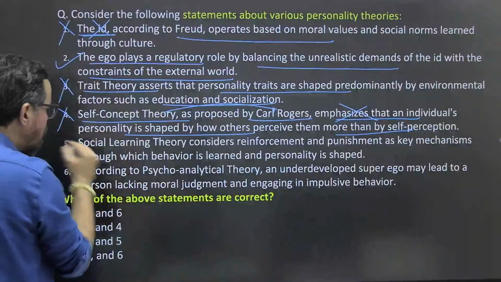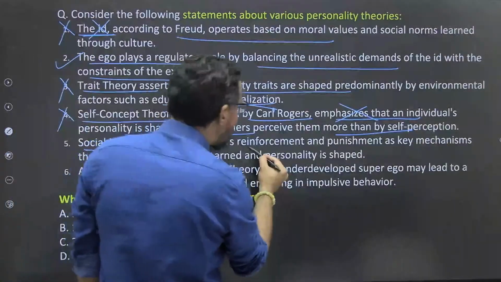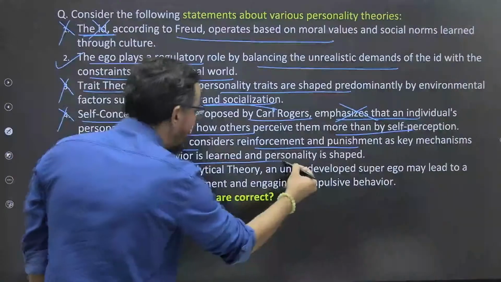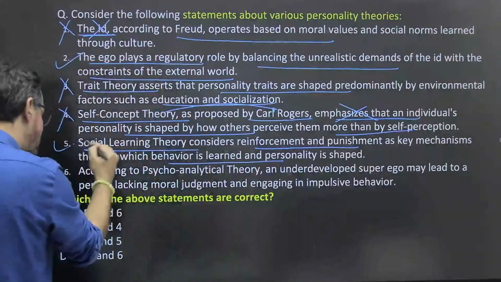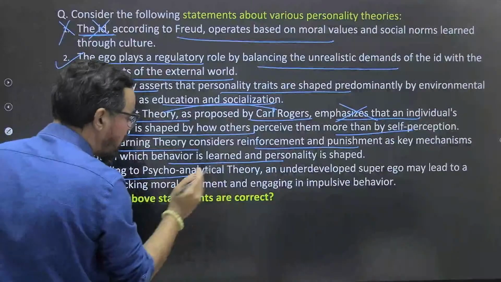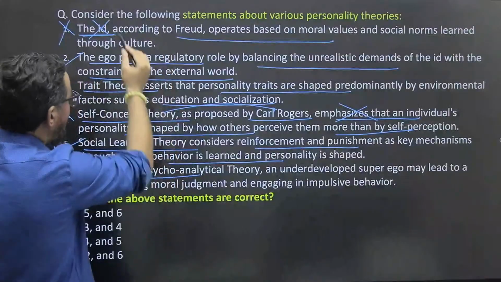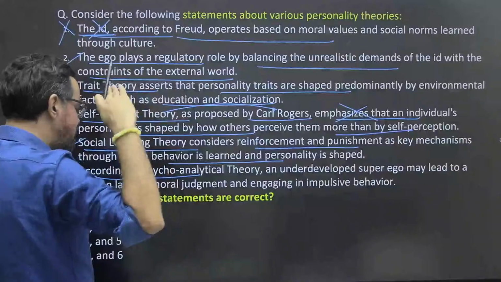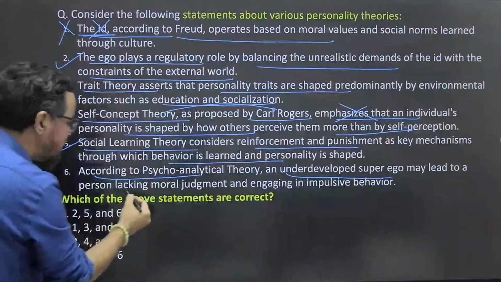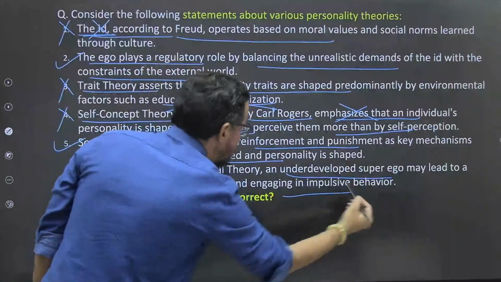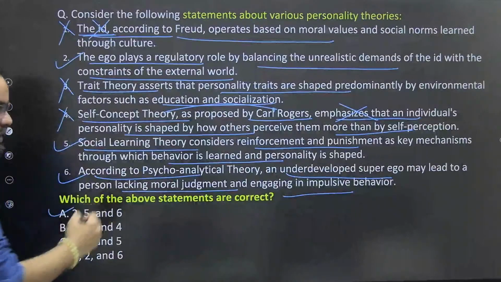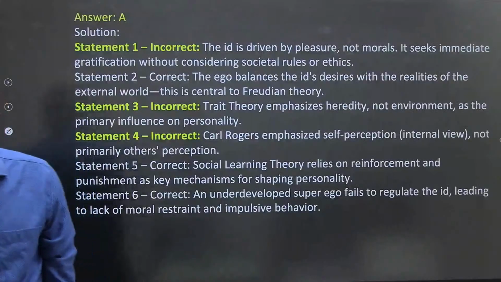This is also wrong. Social learning theory, Albert Bandura, considers reinforcement and punishment as a key mechanism through which behavior is learned and personality is shaped. 100% true. We observe people or role models and accordingly we work. According to psychoanalytical theory, that is Sigmund Freud, it states आपका ego and super ego. An underdeveloped super ego may lead to persons lacking moral judgments and engaging in impulsive behavior आपका, 100% true, ठीक है. So 256 means option A should be the right answer for this particular one. Very good guys, awesome, ठीक है.